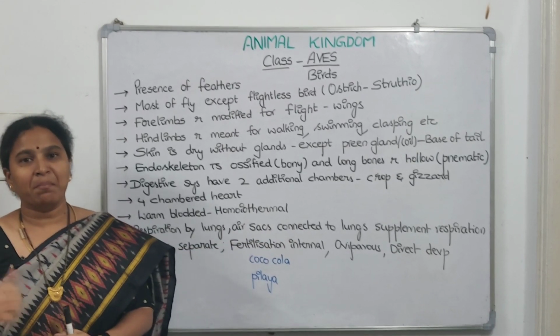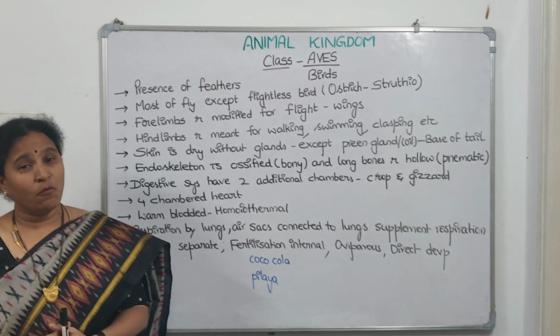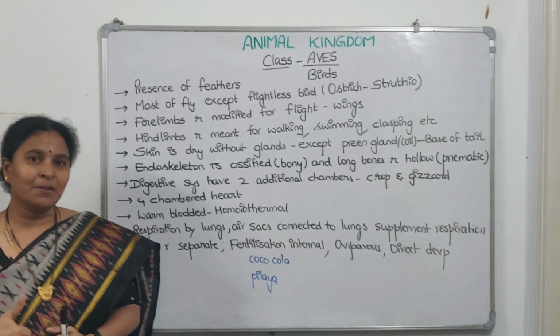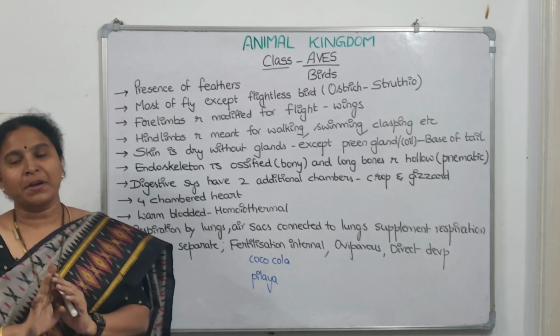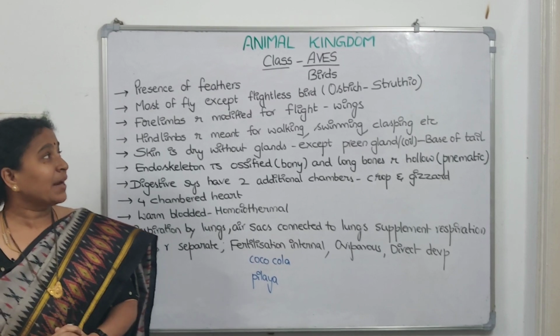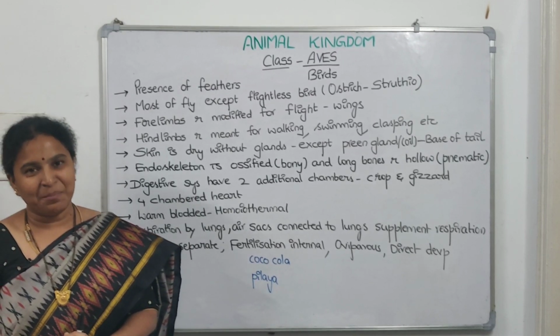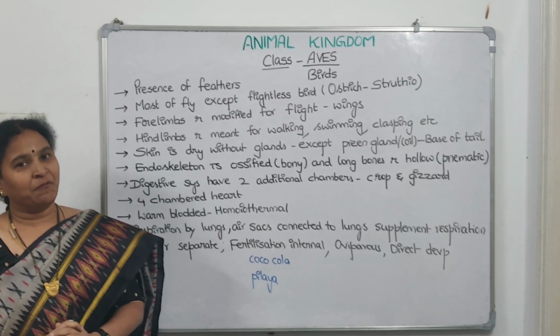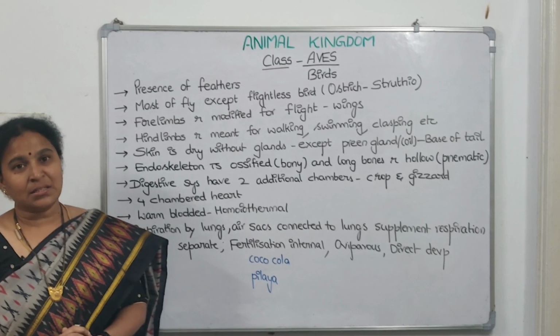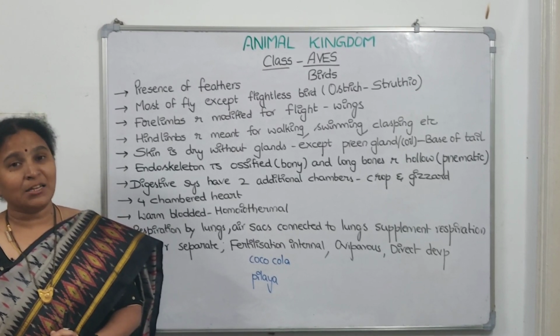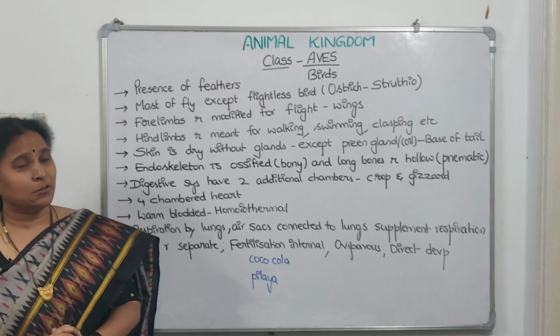And sexes are separate. Male bird and female bird are separate, and they are oviparous. Fertilization is internal. Development is direct, involving no larval stage. Now let's summarize the characters of Aves. Aves means birds. Birds fly, so that means they have feathers. Most of them fly except the flightless birds. An example is the ostrich, which is called Struthio.